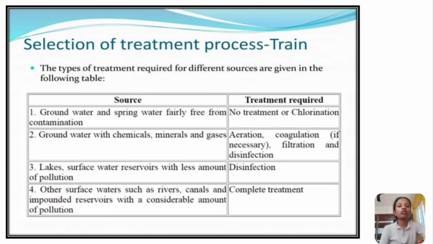Third source is lakes, surface water reservoirs with less amount of pollution. Treatment required is disinfection. Last one is other surface waters such as rivers, canals and impounded reservoirs with a considerable amount of pollution. Treatment required is complete treatment.